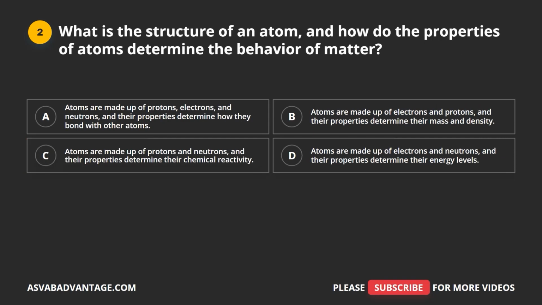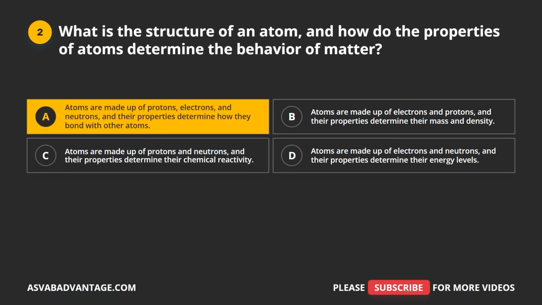Question 2. What is the structure of an atom, and how do the properties of atoms determine the behavior of matter? A. Atoms are made up of protons, electrons, and neutrons, and their properties determine how they bond with other atoms. B. Atoms are made up of electrons and protons, and their properties determine their mass and density. C. Atoms are made up of protons and neutrons, and their properties determine their chemical reactivity. D. Atoms are made up of electrons and neutrons, and their properties determine their energy levels. The correct answer is A.